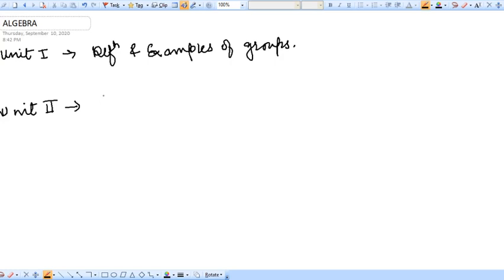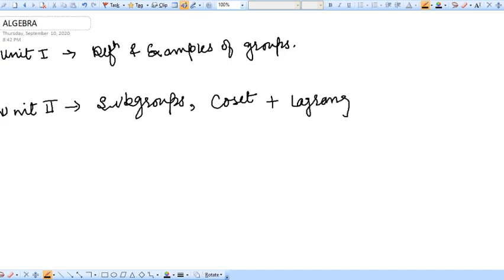In unit 2, we will be studying subgroups and some theorems related to subgroups. Also in this unit we will be covering cosets. What are cosets and what are the properties of the cosets, and also one more important theorem will be discussed here, which is Lagrange's theorem.